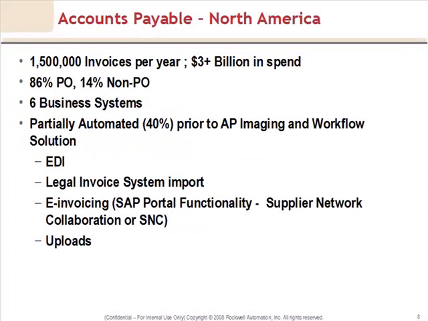An overview of accounts payable for our North American operations, which really involves processing for Canada, for the U.S., Dominican Republic, and some of our facilities in Mexico. We currently manage about 1.5 million invoices per year. That represents over $3 billion in spend. We are a heavy PO facility, so approximately 86% of our volume is processed with a purchase order.